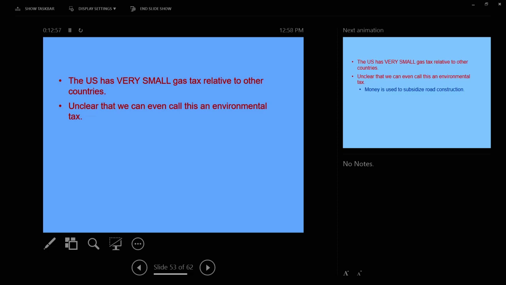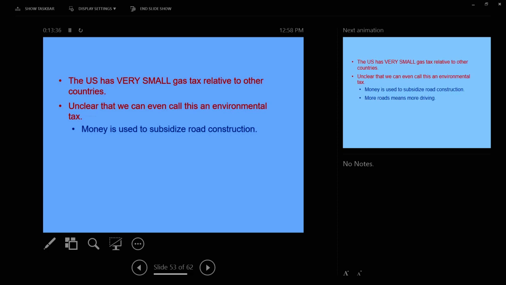Probably not. Remember, when we impose an environmental tax on something, it's because we're trying to help the environment. And we're going to do something good with that money, or at least not do something that hurts the environment with that money. So what do we do with the tax we collect on gas? Well, in the United States, our gas tax money is used to subsidize road construction. So think about that for a second.